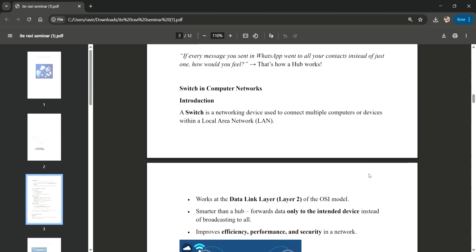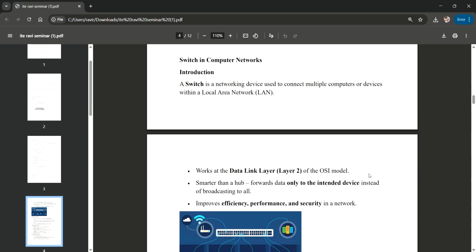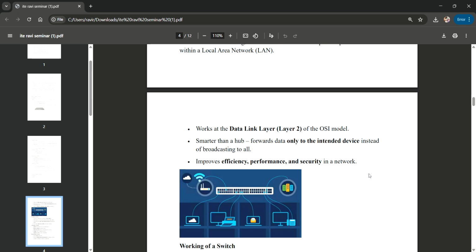So it works at the data link layer, that is the layer 2 of the OSI model. It is smarter than hub because it forwards data only to the intended device instead of broadcasting it to all. And it improves the efficiency, performance, and security in a network.